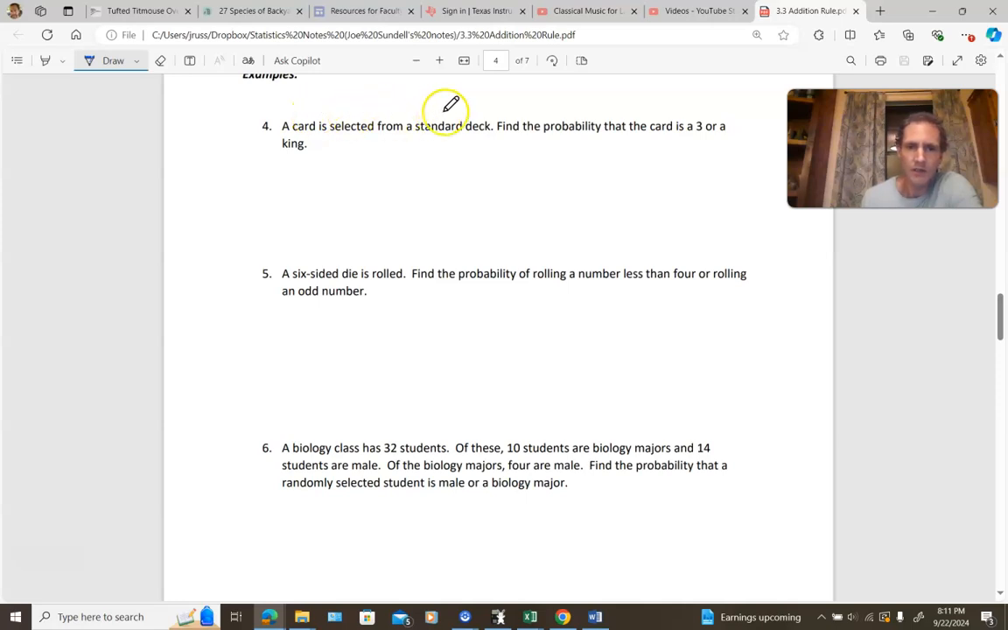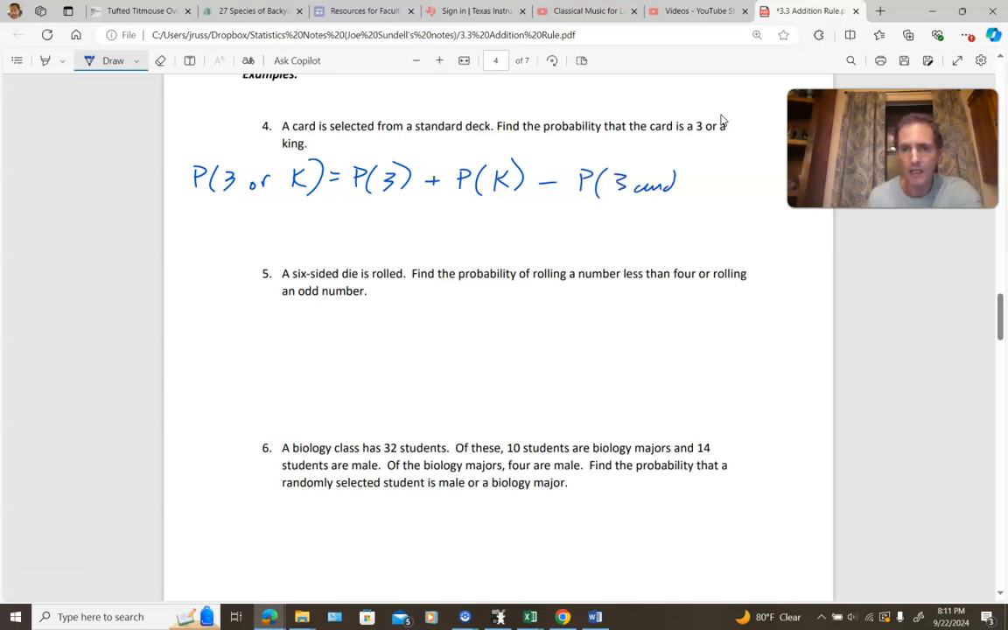We've got a card selected from a standard deck. We want to find the probability that the card is a 3 or is a king. So I can denote it like this: the probability that the card is a 3, or I'll just use a capital K for king. Okay. So using that formula from above, this is going to mean the probability of selecting a 3 plus the probability of selecting a king minus the probability of selecting a 3 and a king.